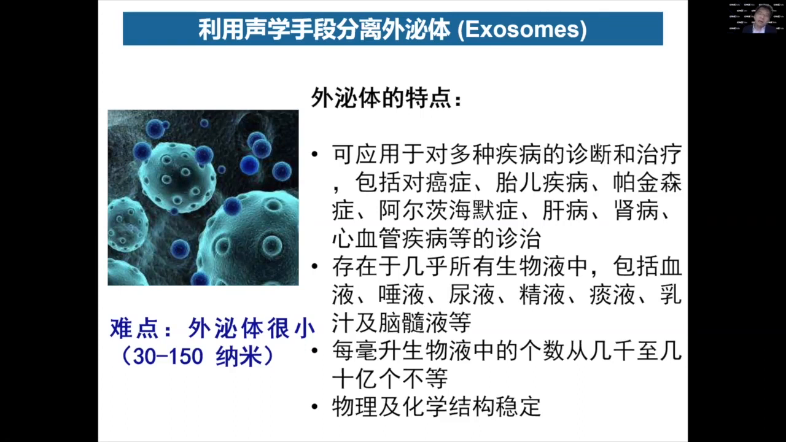There's also another advantage of exosomes over CTCs: they are abundant. In one microliter of biofluids, you can have a few thousand to even billions of exosomes, and also the physical and chemical properties are very stable. But the difficulty is exosomes are very small. They're 30 to 150 nanometers. So separating them is difficult in that aspect.